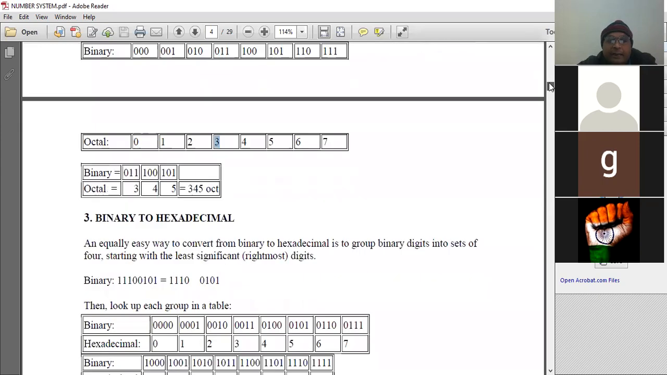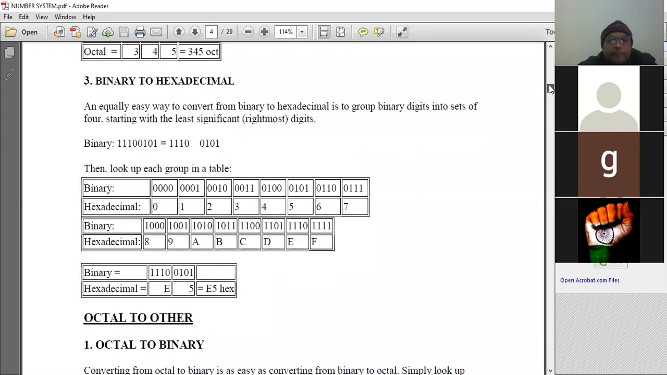Means binary to hexadecimal. Suppose this is our binary number. We want to convert it into a hexadecimal number. Before, we converted into octal number. Now I want to convert this binary number to a hexadecimal number.